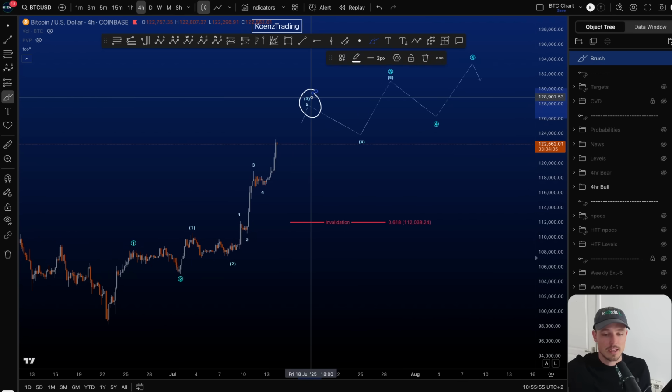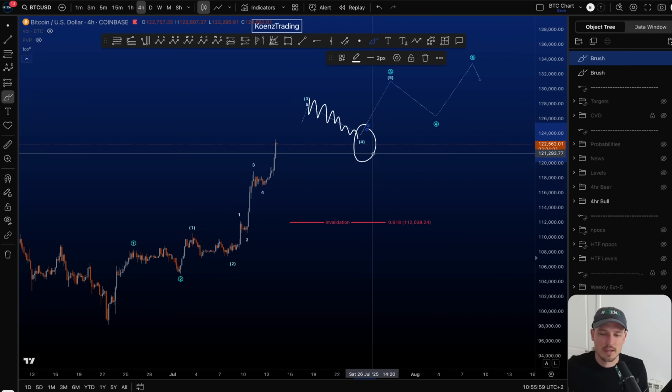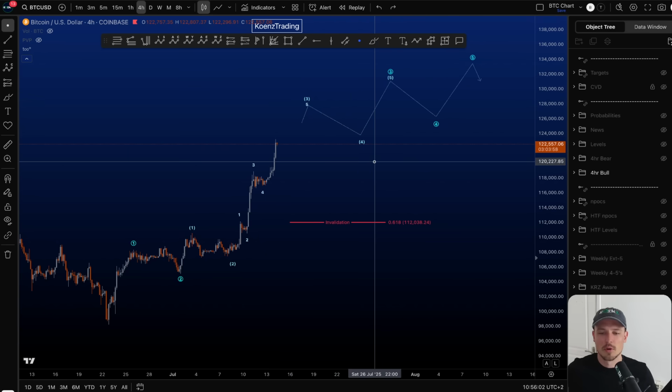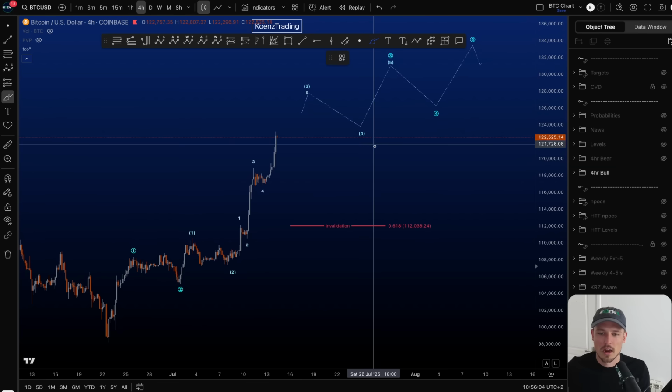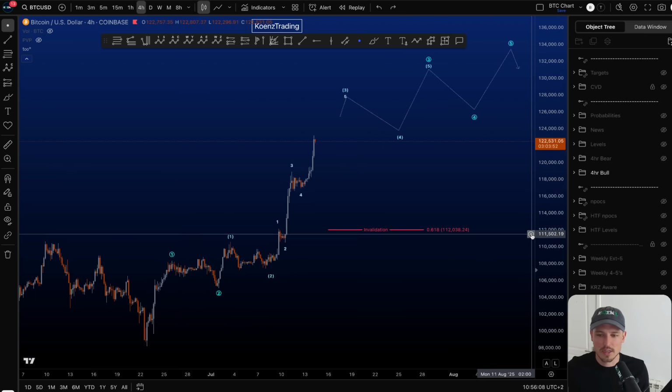Wave 3 can extend very far, and you quite simply have to wait till you get a larger sideways range, and that is the moment you're going to start labeling higher degrees wave 4s, and you're going to wait for those wave 5s to the upside.